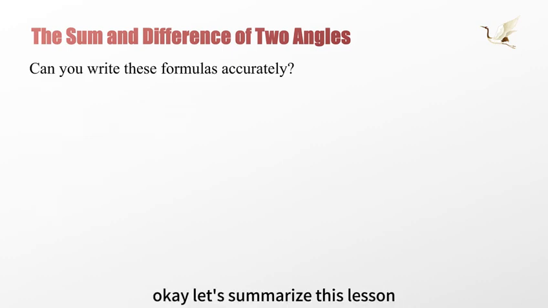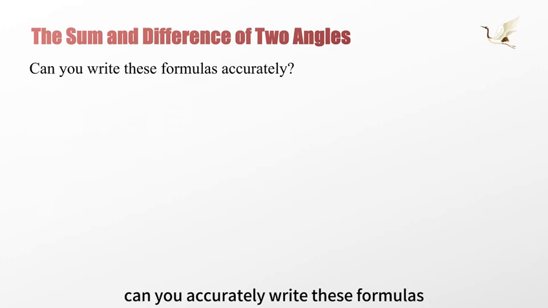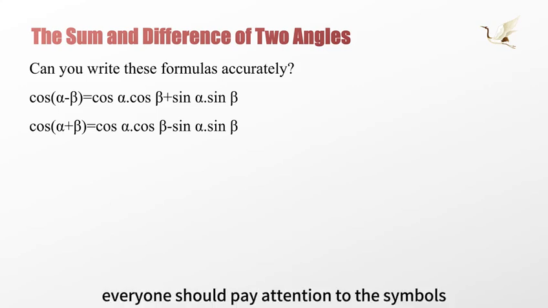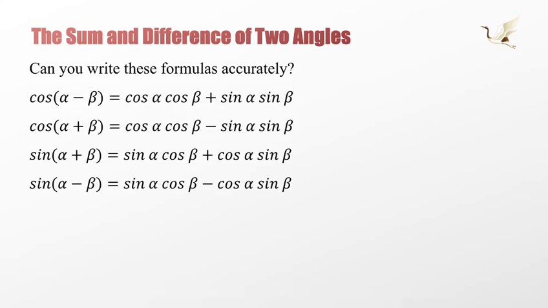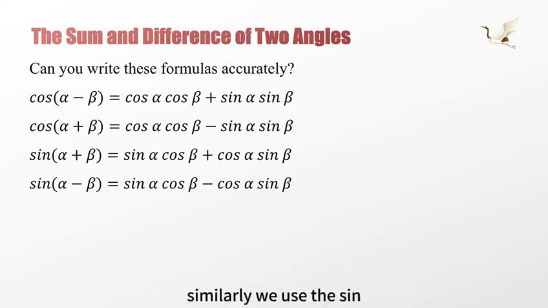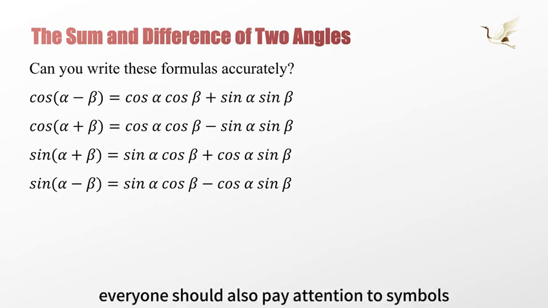Okay, let's summarize this lesson. Can you accurately write these formulas? Let's first look at the cosine formula for the sum and difference of two angles. We express it using the sine and cosine of any angles alpha and beta. Everyone should pay attention to the symbols. Next, we write the sine formula for the sum and difference of two angles. Similarly, we use the sines and cosines of any angles alpha and beta to express it. Everyone should also pay attention to symbols.